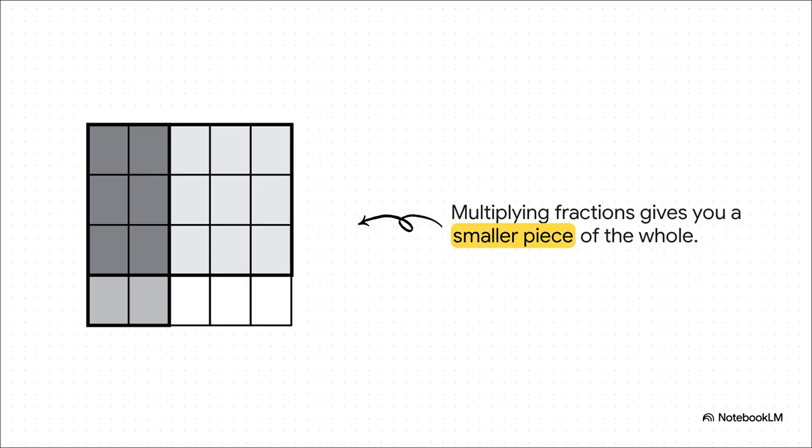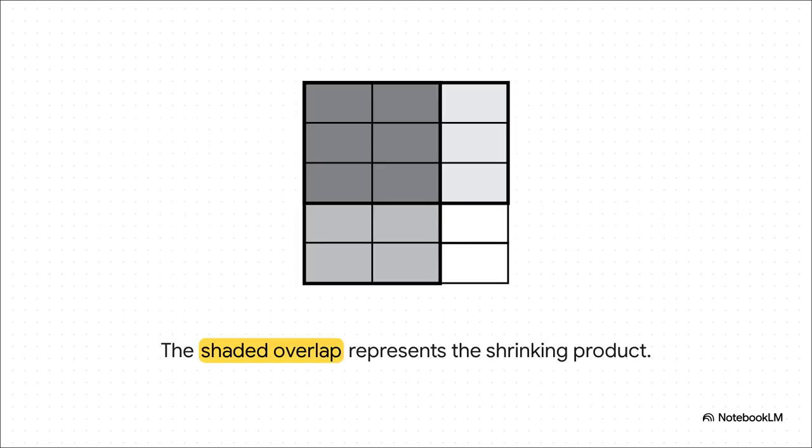When you multiply a fraction by another fraction, you're essentially just finding a fraction of a fraction. Notice the shading here. We're only capturing that overlapping area where the two original fractions intersect. This perfectly shows that multiplying two fractions less than 1 gives you a much smaller piece of the whole. Your product shrinks. Here's another fantastic way to visualize it.